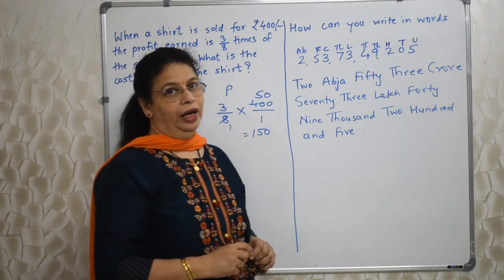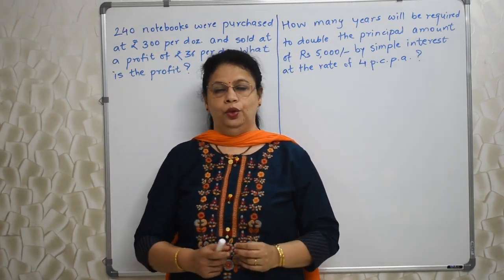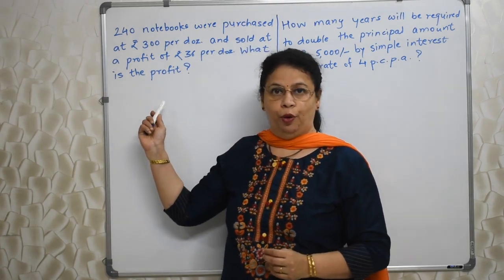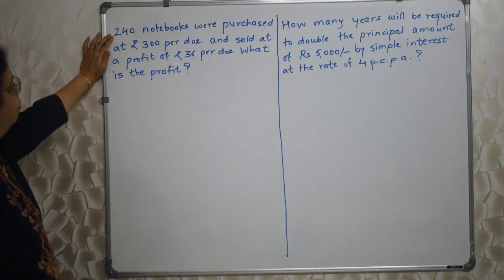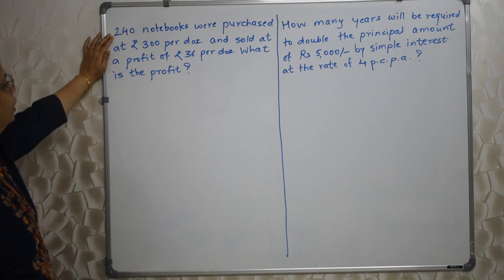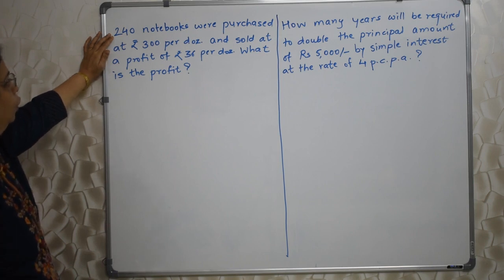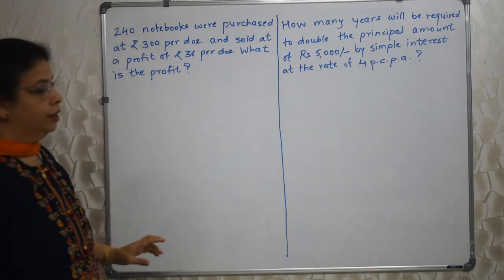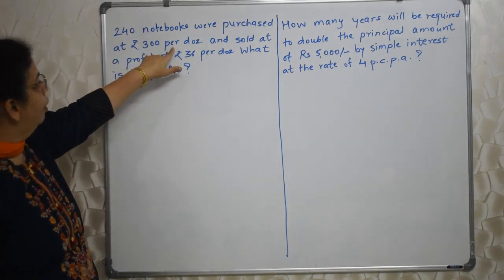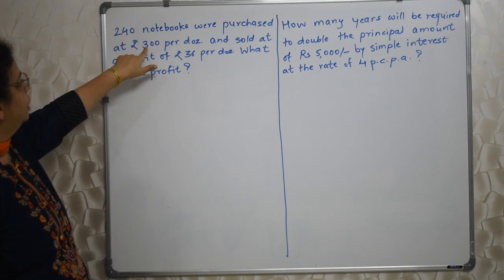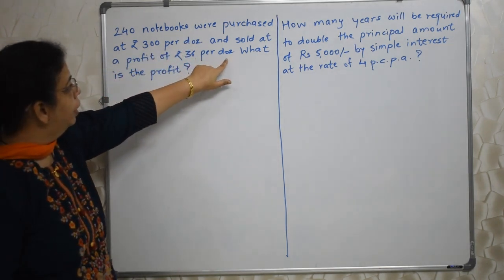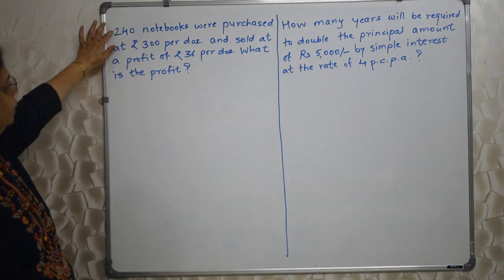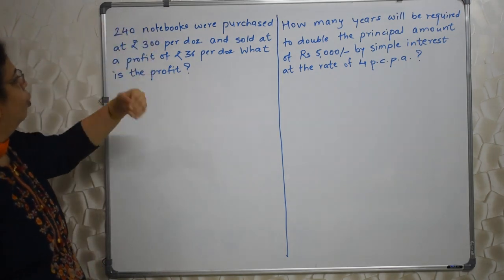Students, चलो आगे बढ़े. Okay students, read this particular sum properly. 240 notebooks were purchased at ₹300 per dozen and sold at a profit of ₹36 per dozen. What is the profit? See, everything is given about dozen. Purchase का भी रेट डजन का दिया है, प्रॉफिट का भी 36 rupees per dozen दिया है. So let us convert this 240 notebooks in the form of dozens.